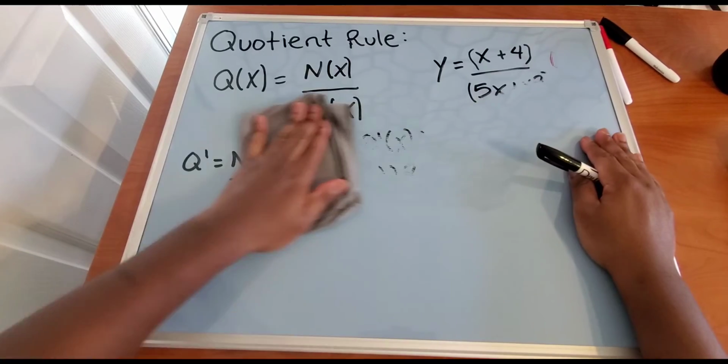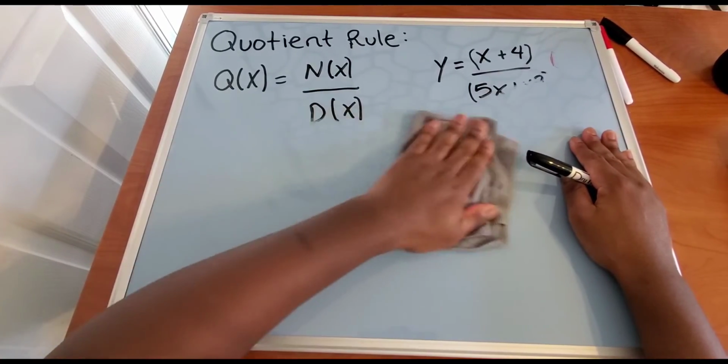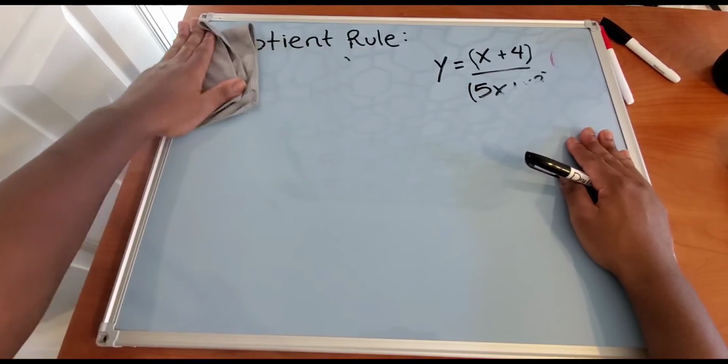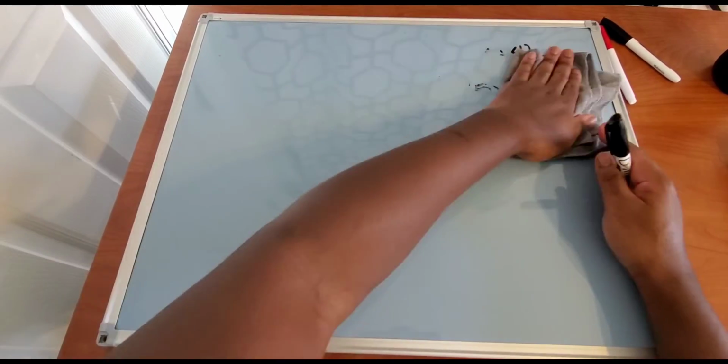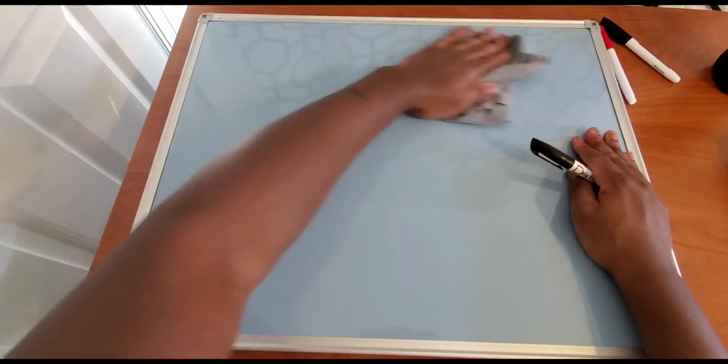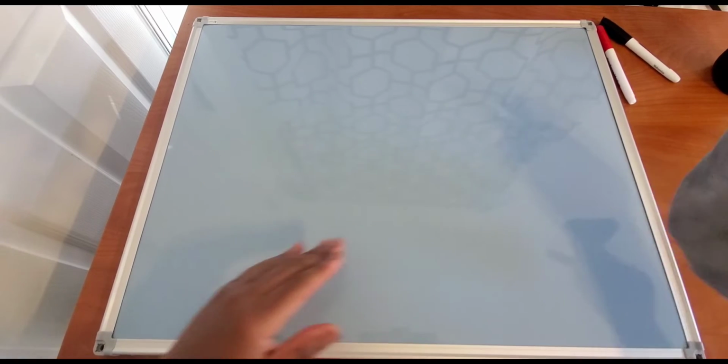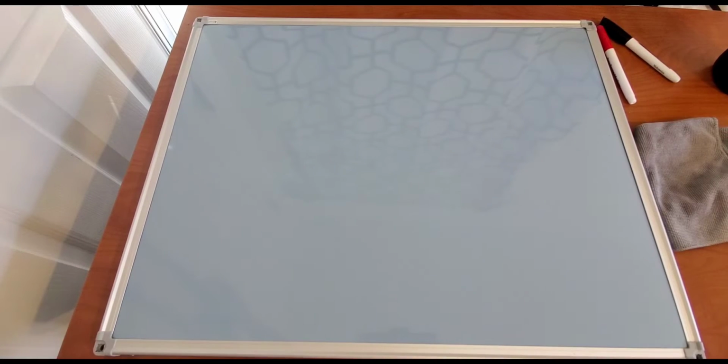Quotient rule, I think, is a little bit more straightforward than product rule, in my personal opinion, but it can be a little bit longer. Doesn't necessarily mean it's harder. Once you get the hang of it, it's not too bad.